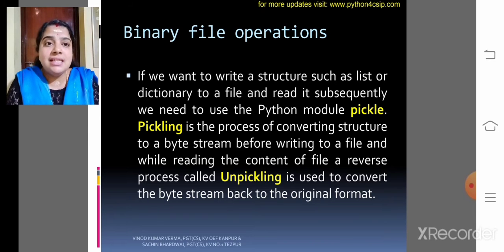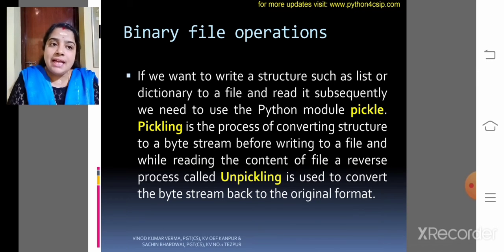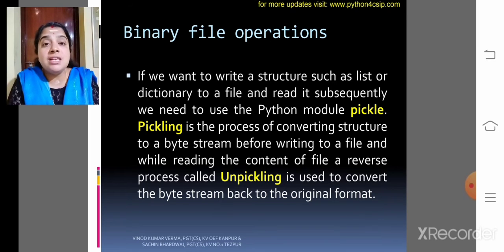If you want to write a structure such as a list or dictionary to a file and read it subsequently, we need to use the Python module pickle. Pickling is the process of converting a structure to a byte stream before writing to a file. And while reading the content of the file, the reverse process is called unpickling. It is used to convert the byte stream back to the original format.